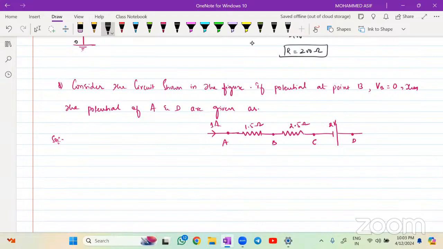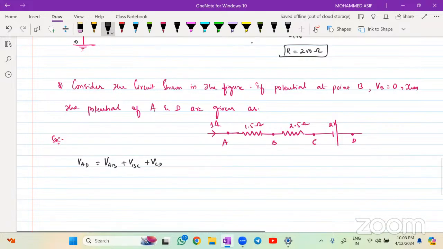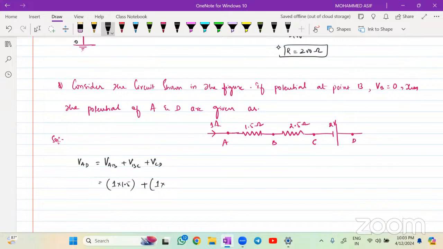See, we need to go from A to D only, directly. Potential of A to D will be equal to, simply I'll be writing this: potential of A to B, plus potential of B to C, plus potential of C to D. That's it. Potential across A and B, potential means what? I into R. Current is how much for me? 1 into resistance 1.5, plus potential across B and C. Current is right now how much? 1 into resistance, how much for me? 2.5.